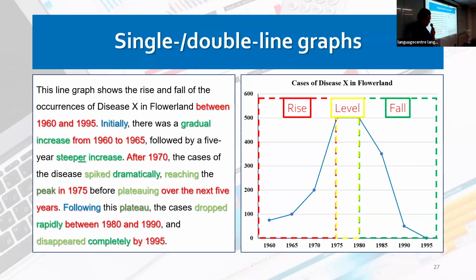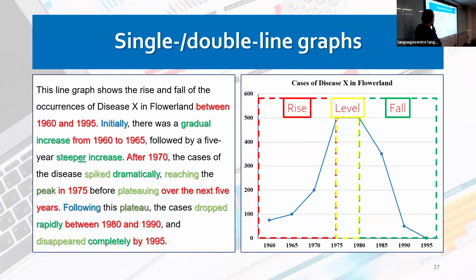So here comes a sample paragraph. This line graph shows the rise and fall of the occurrences of disease X in Flowerland. This time it's not about smokers, it's about the occurrences, or the number of cases, of a kind of disease, right? So after this topic sentence, there are elaborations or supporting sentences. Basically, you can see I'm using pieces of evidence from the line graph.